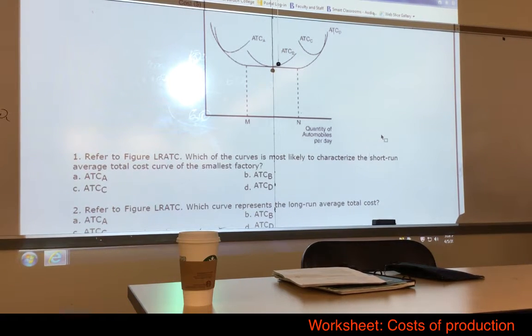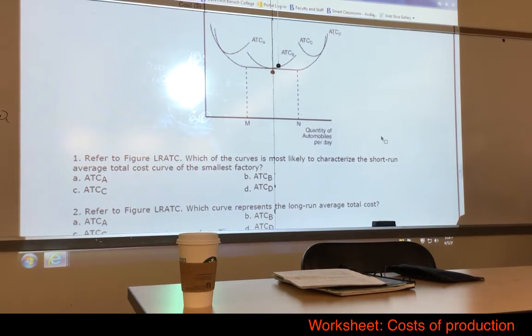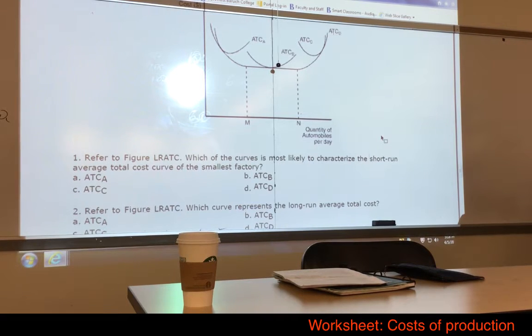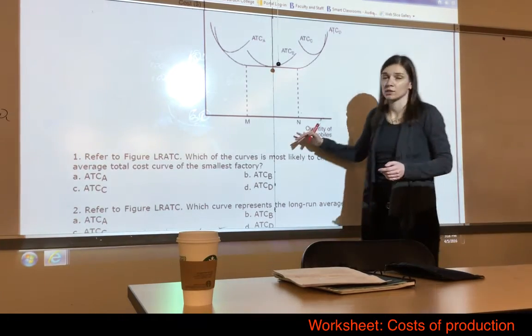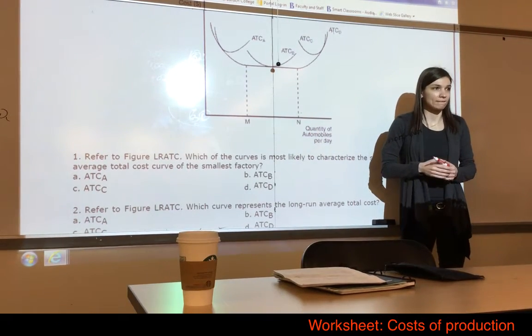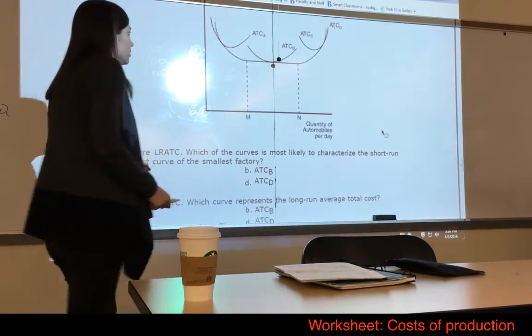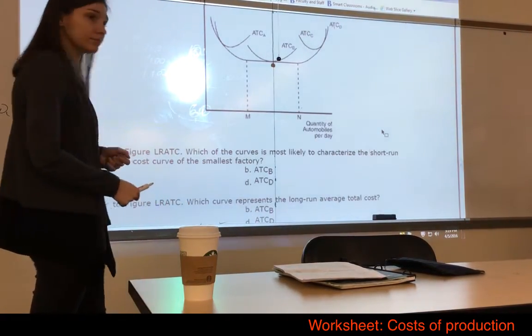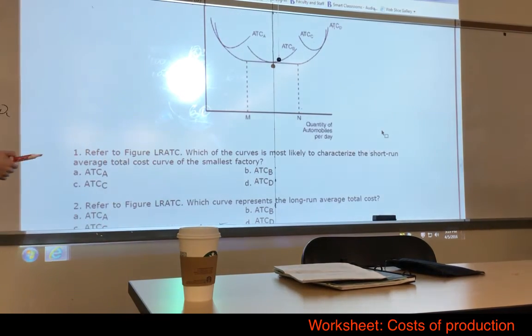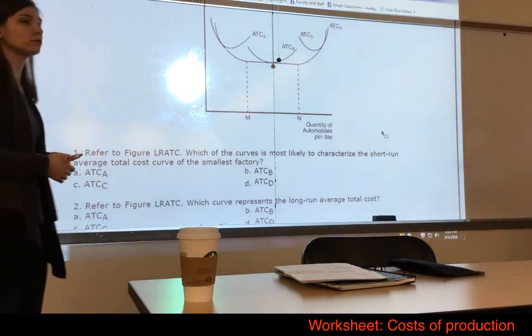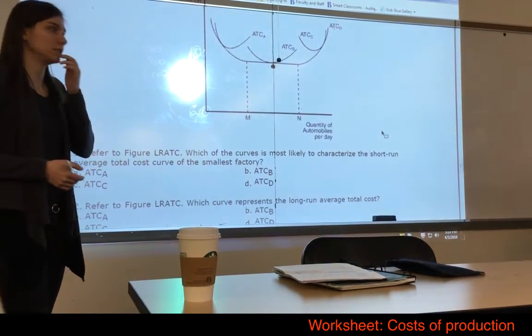Can you produce a lot there? Can you produce not that much? So which one corresponds to that? Remember, this is quantity, right? A, right? This one, the first one. Okay. Which curve represents the long run average total cost? D.